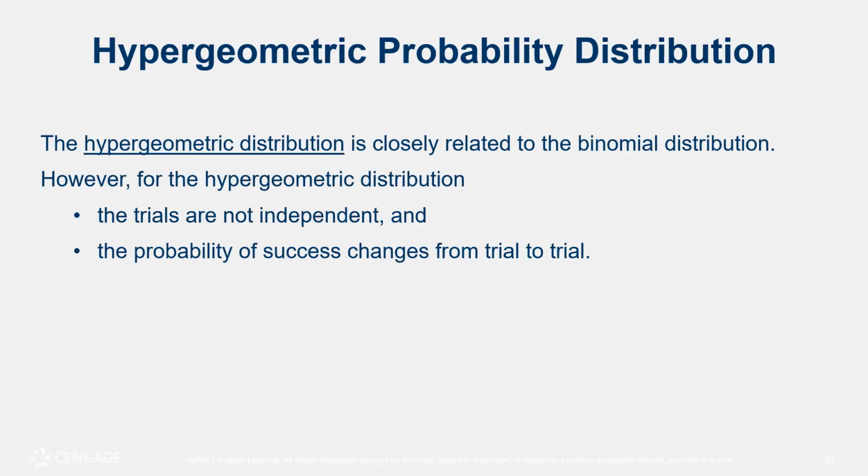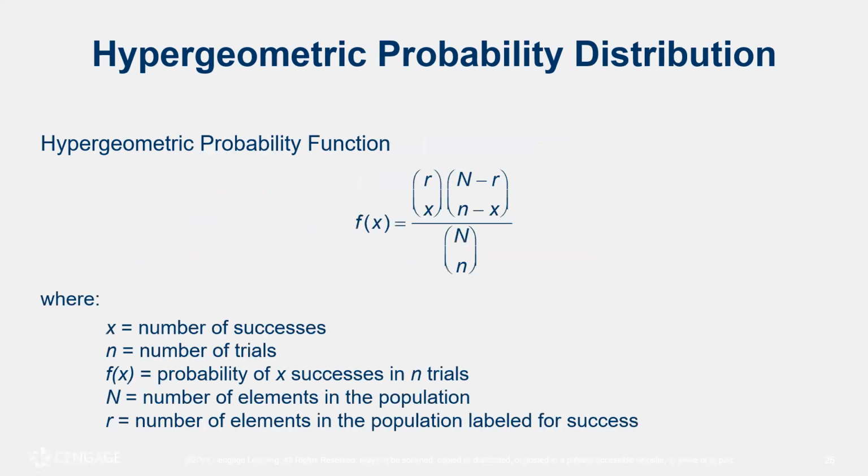All right. Hypergeometric. Don't you love the names of these? So we have bivariate, binomial, Poisson, and now hypergeometric probability distributions. They are closely related to binomial distributions, but the trials are not independent, and the probability of success changes from trial to trial because they're not independent. Okay. So here's what their function looks like.